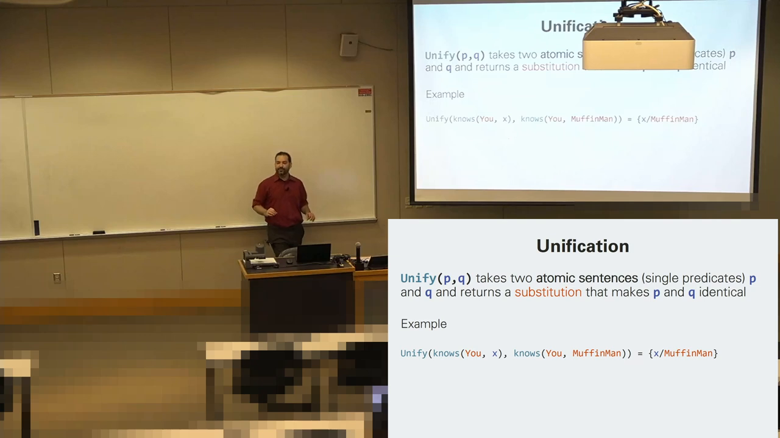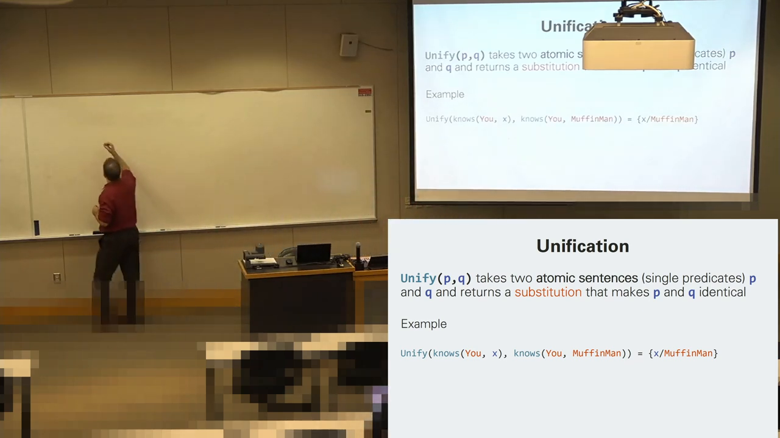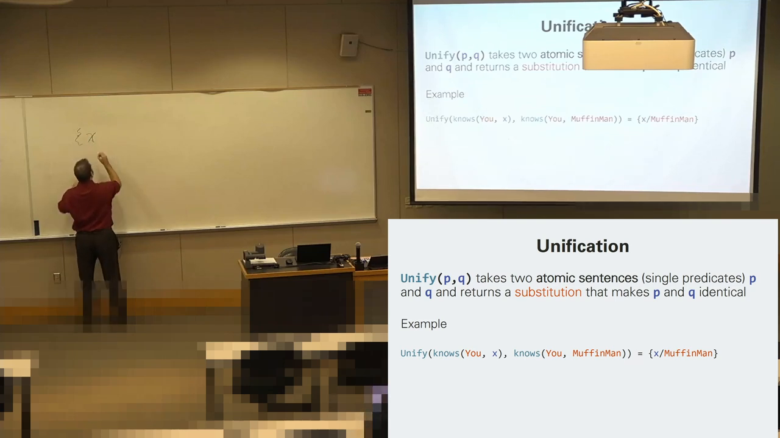Is there a way I can look at two sentences, and is there a substitution I can make so that they are now equal? If we look at this example, I have two sentences: some X, and the Muffin Man. The question becomes, can I make a substitution for my variable X such that these sentences say the same thing? Well, yes. How would I do that? If you're remembering that structure, we can produce a set. What we're saying is, I want to substitute X.